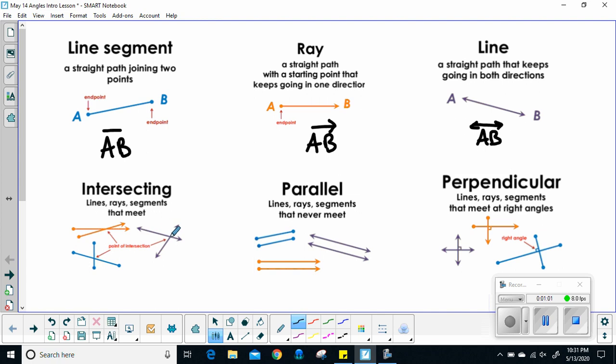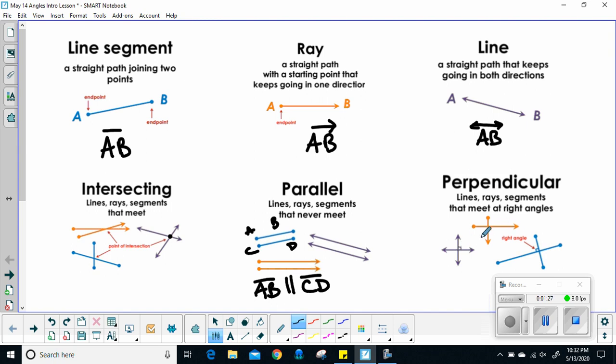So we've already done some work solving for point of intersection. Parallel lines are line segments and line rays that never meet. So for this one, if this was, say, line AB and that's line CD, then I would say that line AB is parallel to line CD.